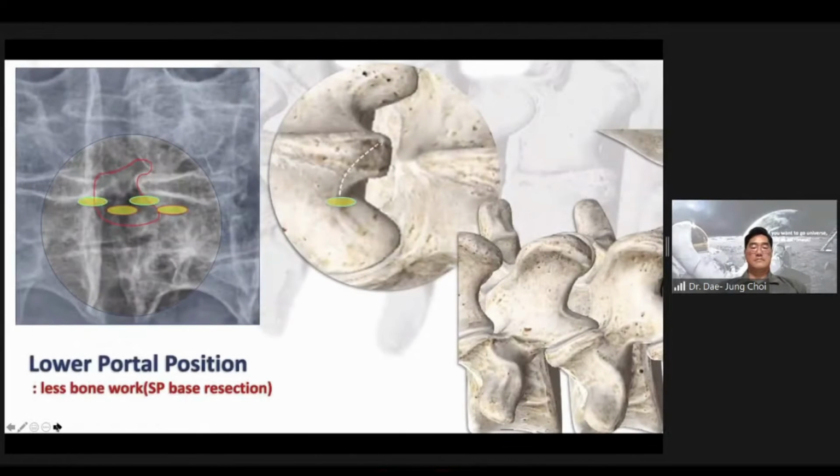To prevent this kind of wide laminectomy in a narrow working space, a low portal position is recommended for severe spinal stenosis. In a lower portal position, we can access the spinal canal with less resection of the SP base and lamina.